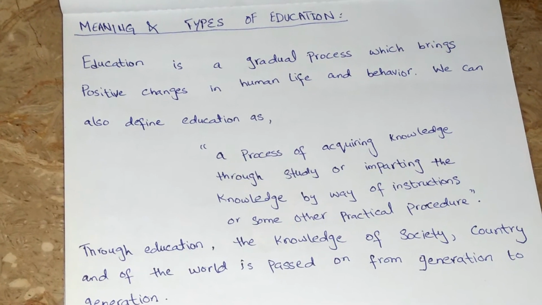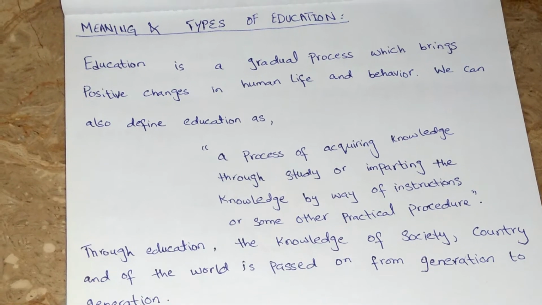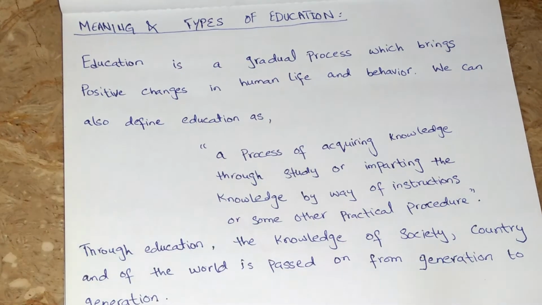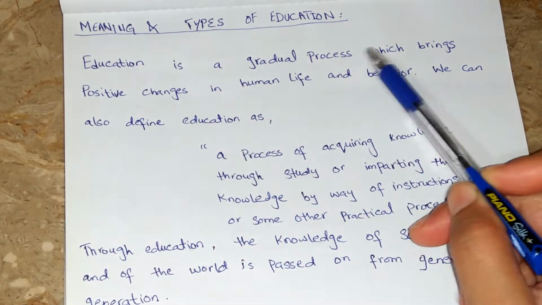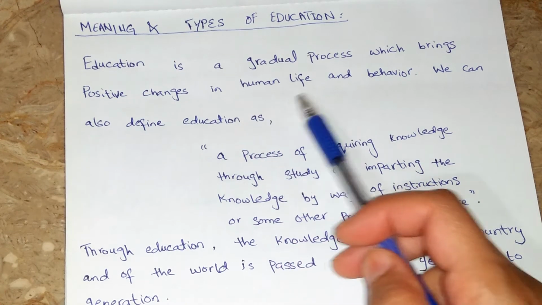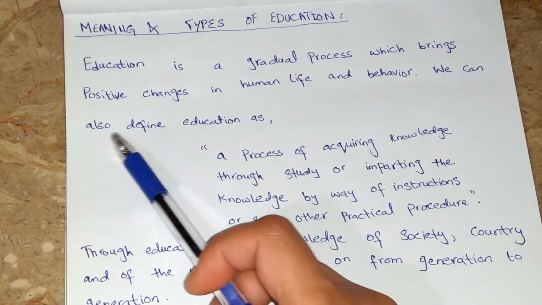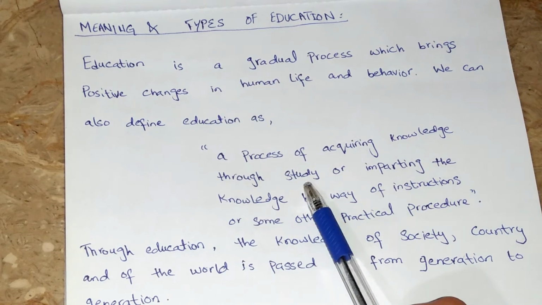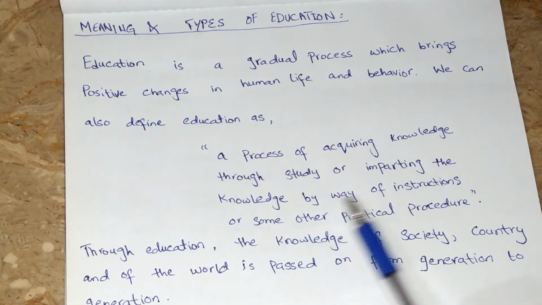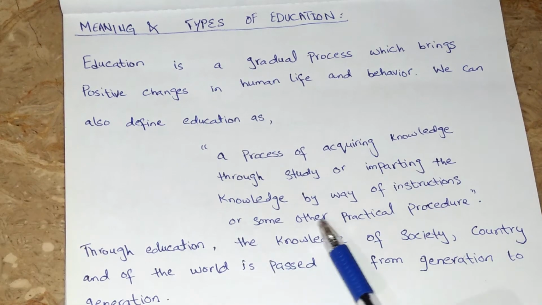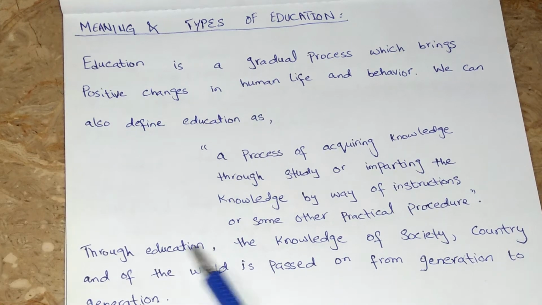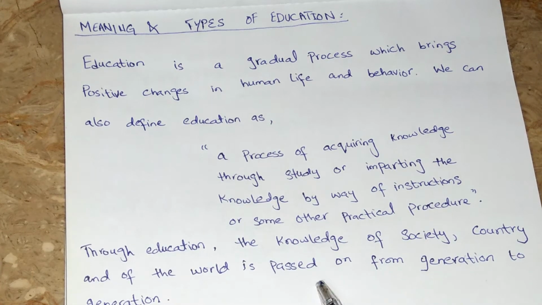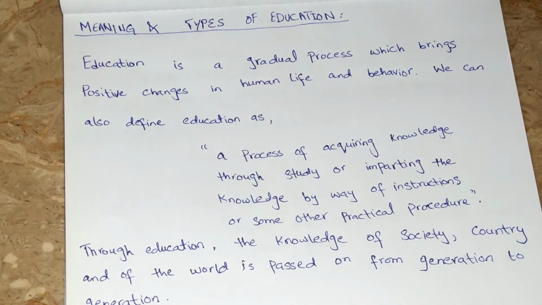In the last session, we discussed the definitions of education and the meaning of education. Just to recall the meaning of education at a glance: education is a gradual process which brings positive changes in human life and behavior. We can also define education as a process of acquiring knowledge through study, or imparting knowledge by way of instruction or some other practical procedure. Through education, the knowledge of society, country, and the world is passed from one generation to another.